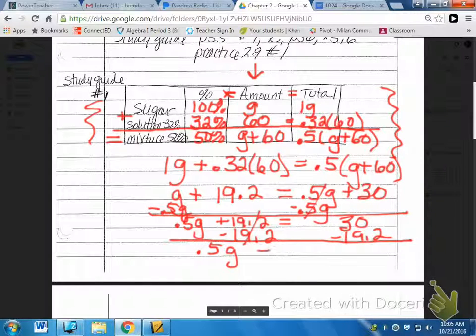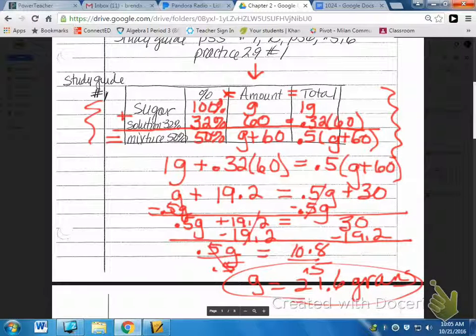0.5 G equals 10.8. Divide by 0.5. And G equals 21.6, and it is grams. So these will all be labeled something. 21.6 grams. So you always go back and double check.